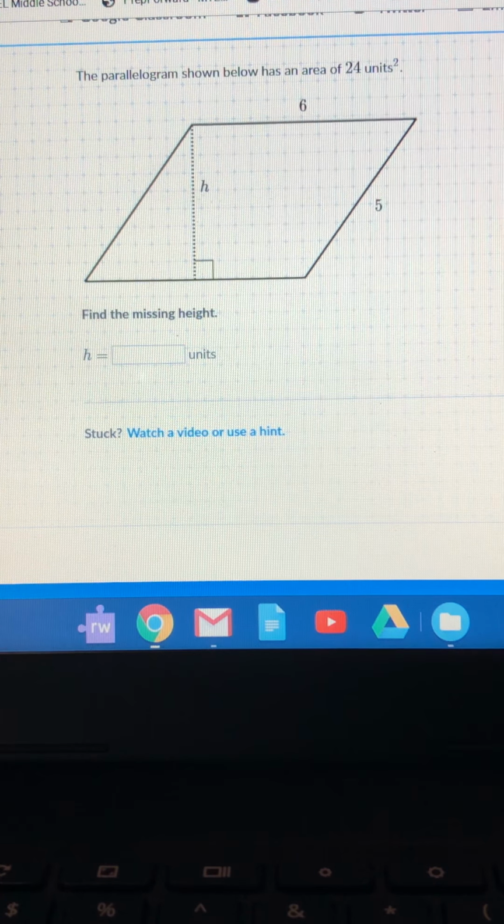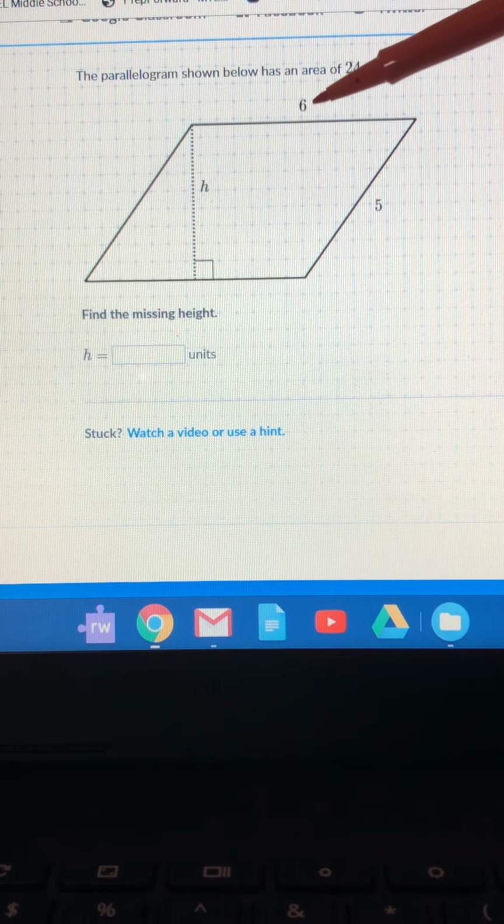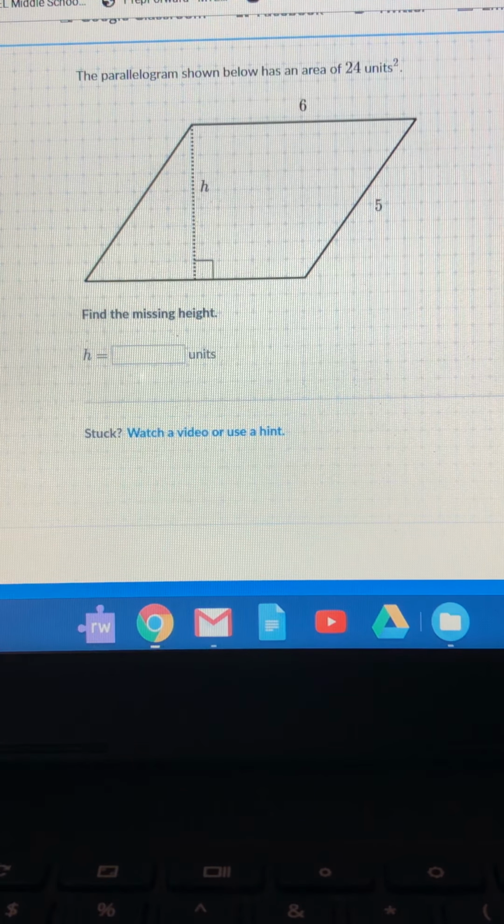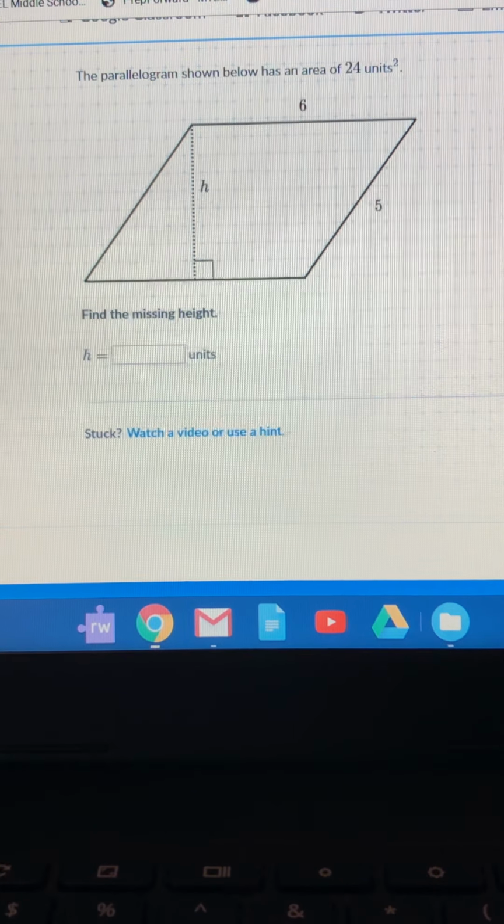So this one has an area of 24 units squared. So area is equal to base times height. I write that down every single time, even though I've been doing this for a very long time. It's a really nice habit. So our base here is 6. Again, I know that because it's perpendicular to the height. The 5 is extra information. So that's what you need to be careful of, okay?